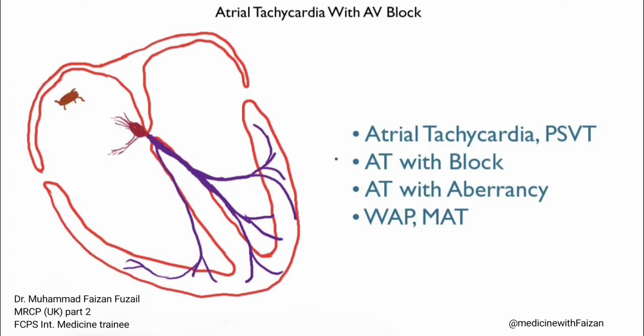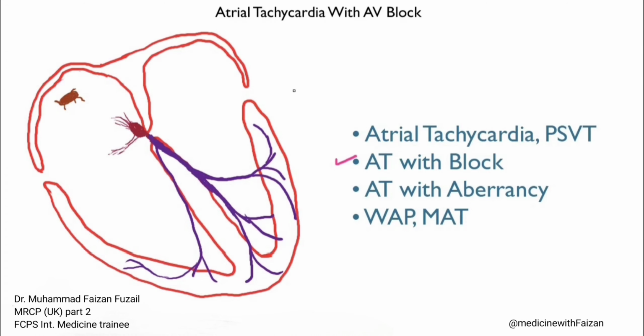This lecture is about atrial tachycardia with AV block. It's a common problem, and it happens because of the way the AV node behaves. The AV node is like the gatekeeper of the heart. It allows only selective impulses to pass while blocking the rest.